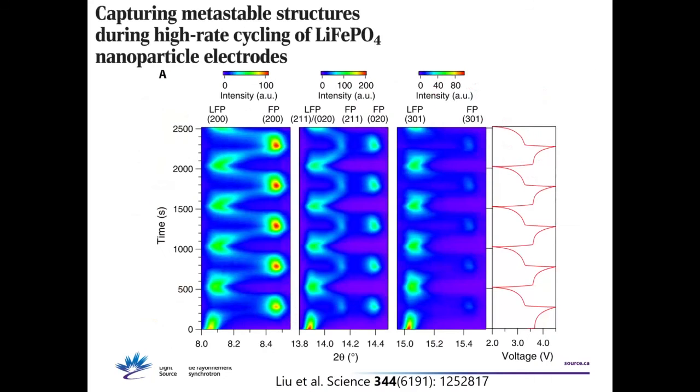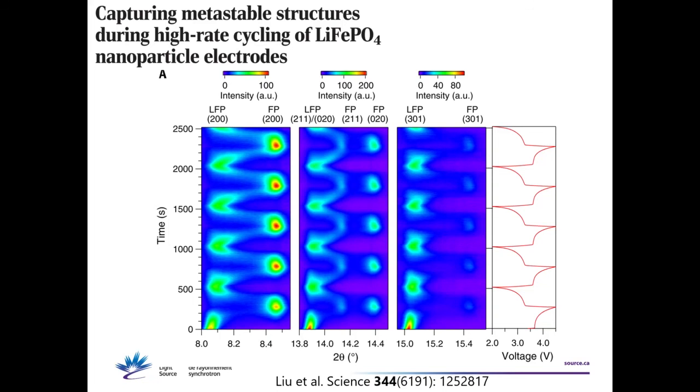And here's one last example of in-situ battery research. This time, the researchers were studying lithium iron phosphate electrodes, and you can see how they were cycling back on and off, and different lithium iron phosphate and iron phosphate peaks, they go on and off with when the voltage goes up and down. And this is for different HK years here.